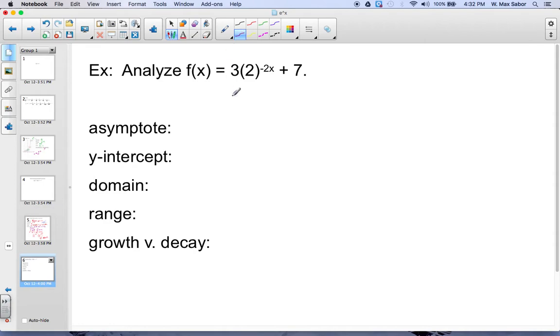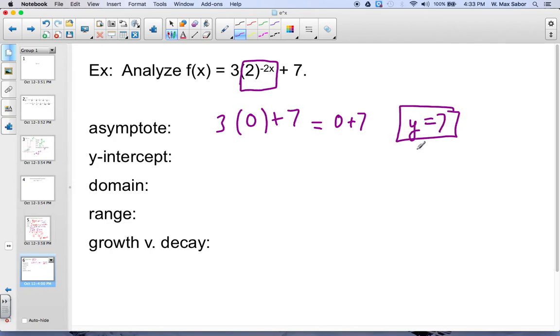So let's see. The asymptote. What I said was set the whole exponential part equal to 0. So we have 3 times the whole exponential part, which I'm going to say is 0. I'm not setting a variable equal to 0. It's just when the exponential piece isn't doing anything. Well, then this will be 0 plus 7. So y equals 7 is our asymptote. This is because this will never actually be 0, but as it gets closer and closer to 0, the whole function gets closer and closer to 7.